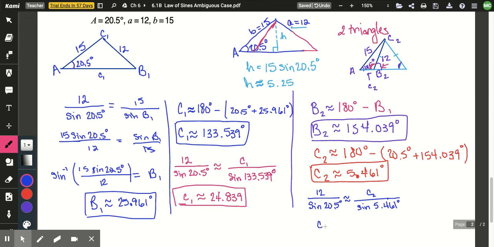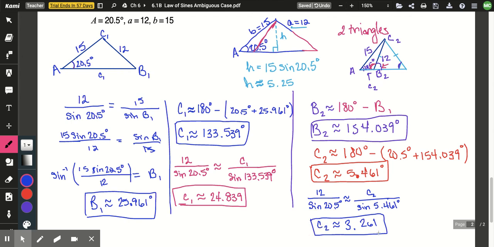So now I'm going to solve this one for C2. I would do that by multiplying both sides by sine of 5.461. I'm going to type that in my calculator. That gives me 3.261 for that last side there. And so now I have the third piece of missing information for the second triangle.